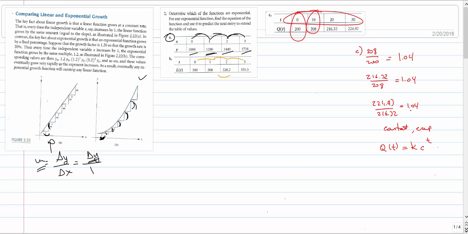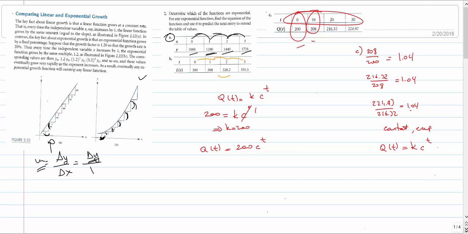All right. So I'm saying here my exponential q of t is k times the constant growth factor to the power t. Okay, so I'm going to use these two points. Taking q of 0 equals 200, k c to the power 0, which is 1. So from here, k is 200. So now my exponential function becomes 200 c to the t.